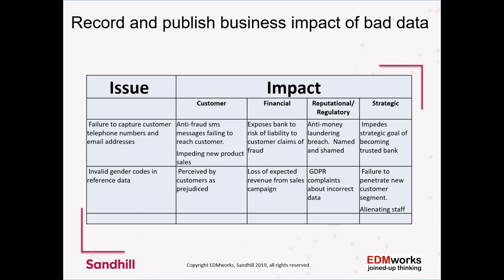So I've got a couple of examples here. Failure to capture customer telephone numbers and email addresses is having an impact on our customer interaction because we can't send anti-fraud text messages to them. We're failing to reach customers. It's also impeding our ability to notify customers of potential new products that might be of interest to them. It's having a financial impact on us because it's exposing the bank to the risk of liability in the event that we didn't tell people there was a particular fraud. They're coming to us and saying, you're the bank, you should know. There may actually be an anti-money laundering breach. It will impede the strategic goal of becoming a trusted bank.